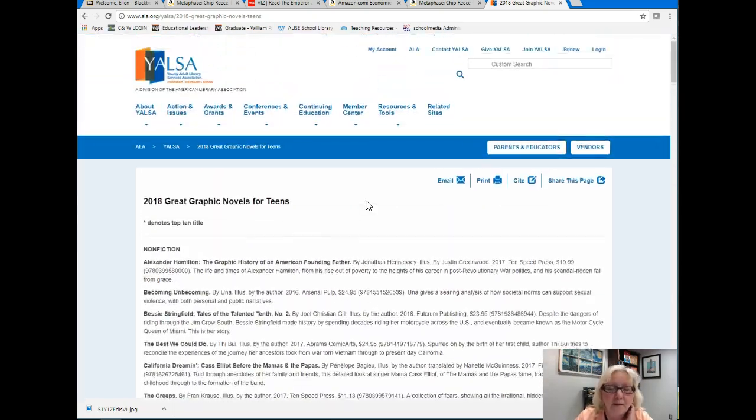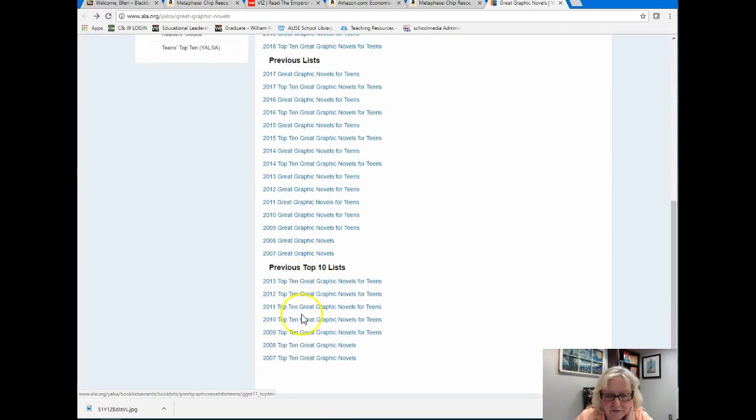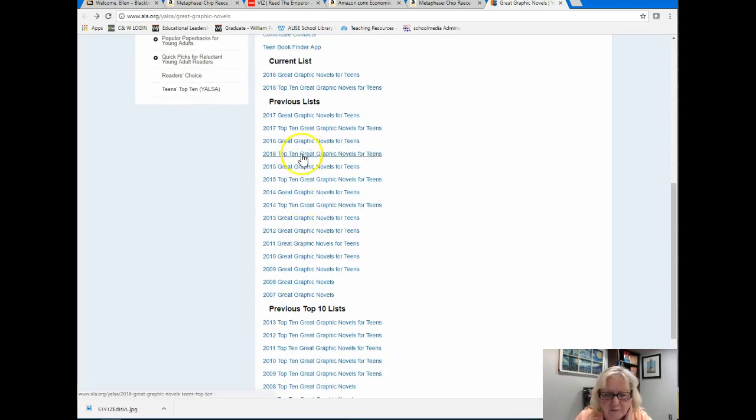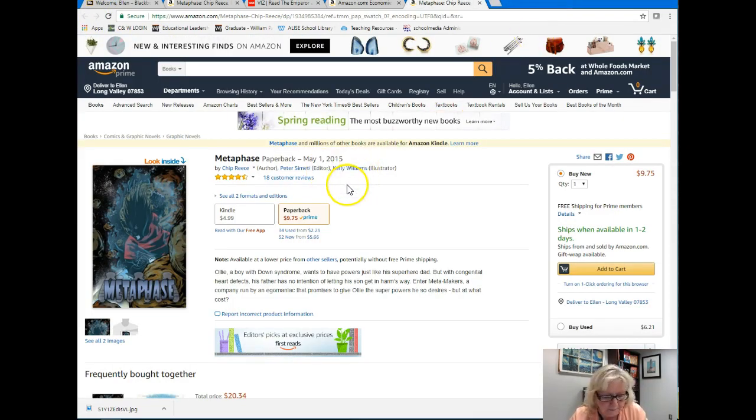But it's useful, they do one for every year. They've done it for a few years, previous top 10s, previous lists. They've mixed up their lists because the 2016 top 10 is with the great graphic novels for teens. But it can be a good place to go to find ideas if you're filling out your collection.